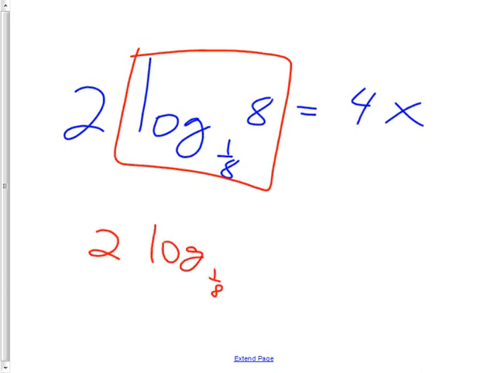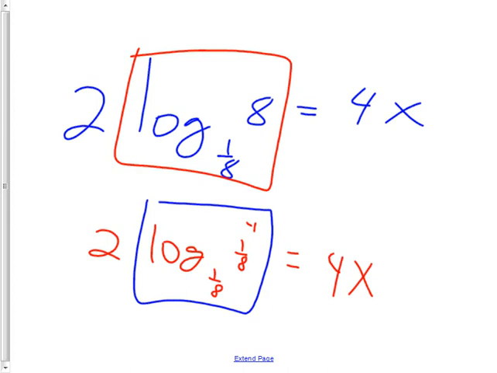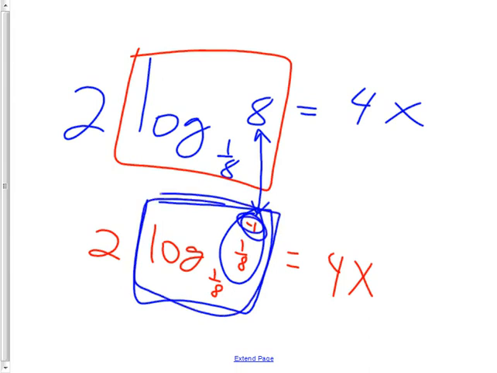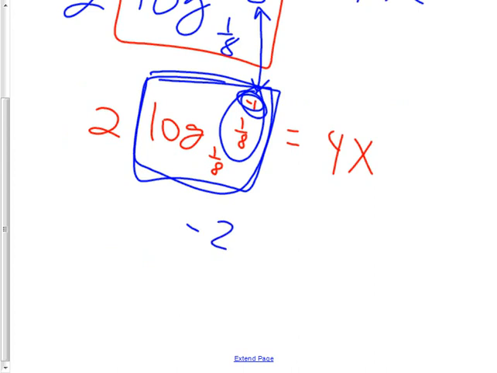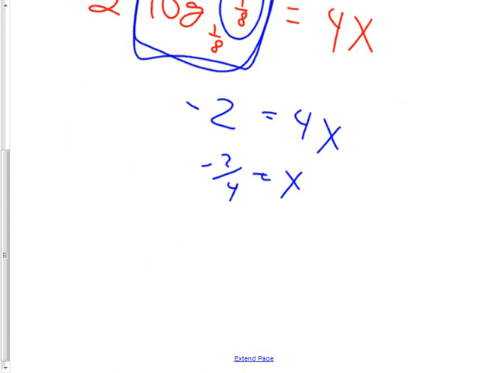Log base 1/8, and it wouldn't be 8 to the power of -1, it's 1/8 to the power of -1. Okay, equals 4x. Hard to rewrite that way, because by making this and this interchange, you now put a negative. The answer to this whole part is -1. 2 times -1 makes -2. Divide by 4 on both sides, -2/4. X equals -1/2. Raise your hand if you have that one right.